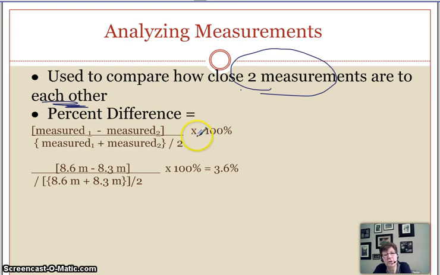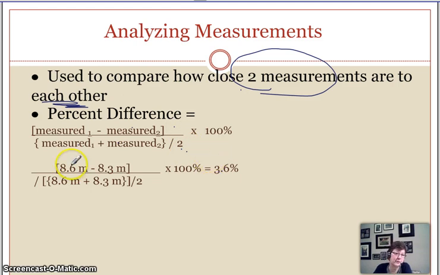Alright, so what we do is take the difference between the measurement number 1 and measurement number 2, and then we divide it by the average. And since we've only got 2 values, it would be add the 2 measurements together, divide by 2, so that you take the difference divided by the average times 100%.